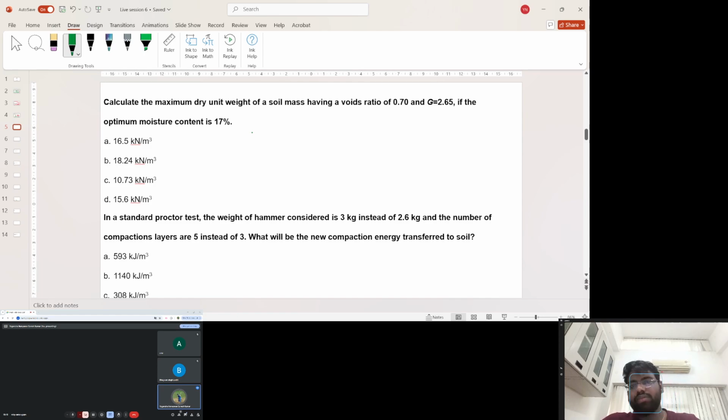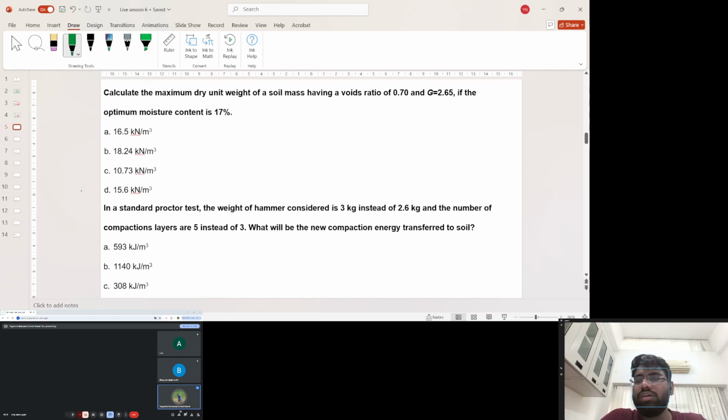Option D, sir, 15.6. Yeah, so it is fairly straightforward. That's why I did not do it. But just for the sake of clarity, since it will be in a public forum, I'm doing it. Gamma D is equal to gamma W G by 1 plus e. So this is the formula which you need to use.